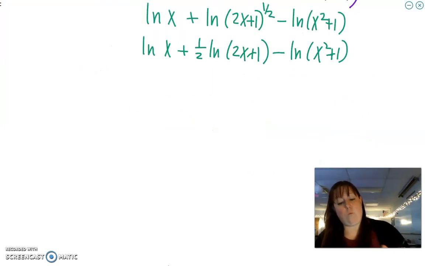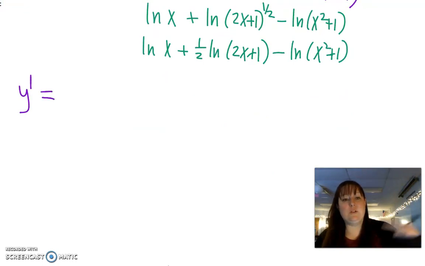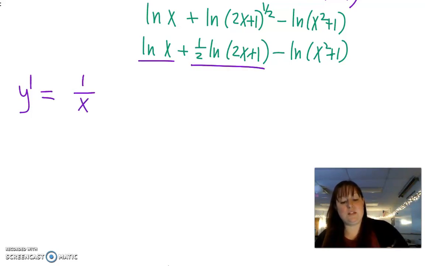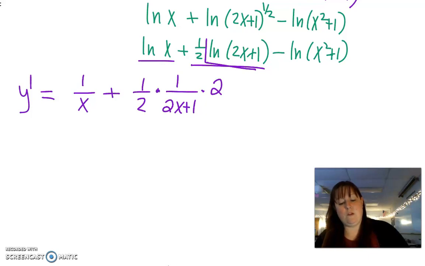So y prime, remember we can just derive each of those terms individually. So what's the derivative of ln of x? Well, it's 1 over x. What's the derivative of this? Well, it's 1 half times the derivative of that, which is 1 over 2x plus 1 times the derivative of the inside function, which is 2, minus ln, 1 over x squared plus 1 times the derivative of the inside, which is 2x.